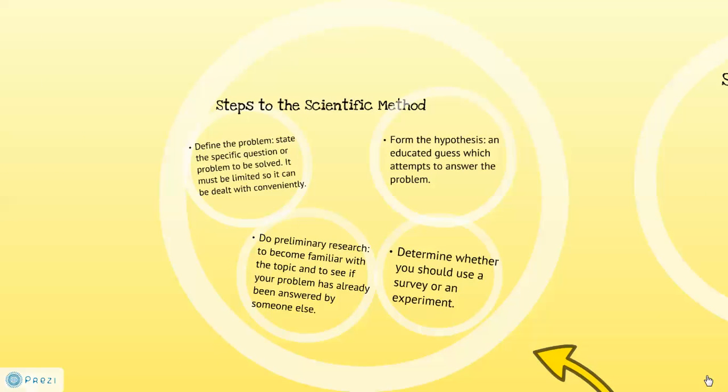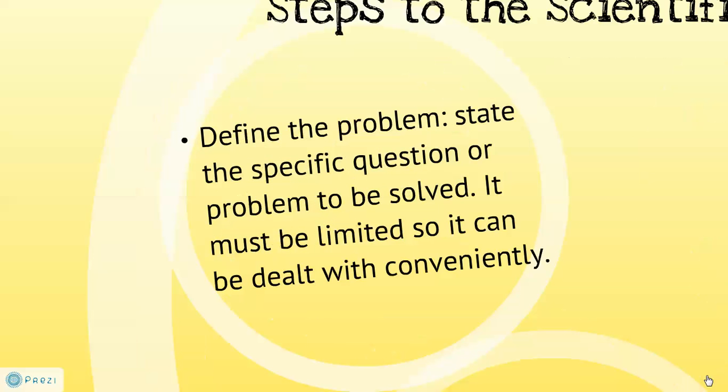So the steps to the scientific method. The first thing we're going to have to do is define a problem. You have to have a clear scope of the type of question you want to answer. It must be limited so that it can be dealt with conveniently. It would be great if we could do one experiment and explain 10 problems, but it's just not possible. So you need to limit your questions and be very specific.